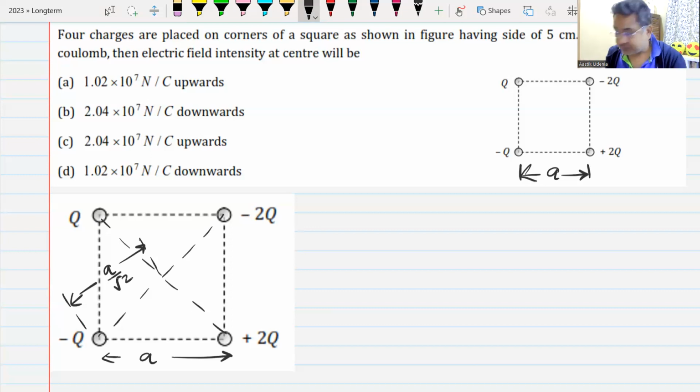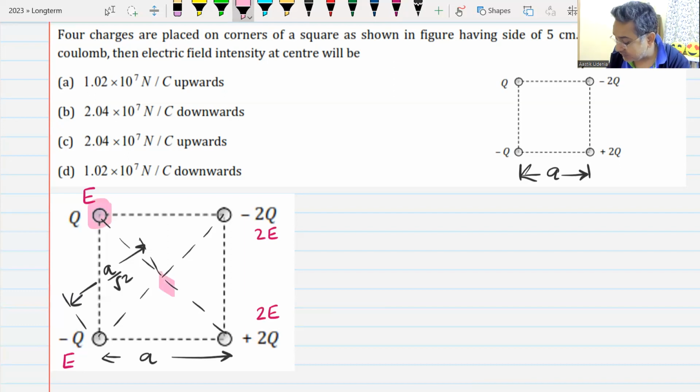Now, if I call the electric field due to this charge as E, the value of charge is Q, remember? All distances are same. The electric field because of this charge will also be E, charges are same. The electric field because of this charge will be 2E and electric field because of this charge will also be 2E. Do we understand this? Yes or no? Yes.